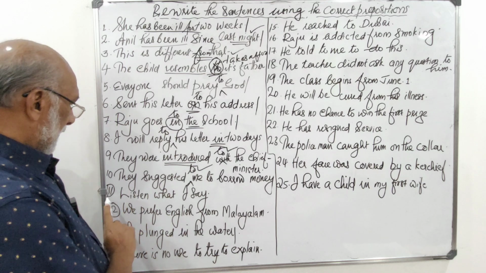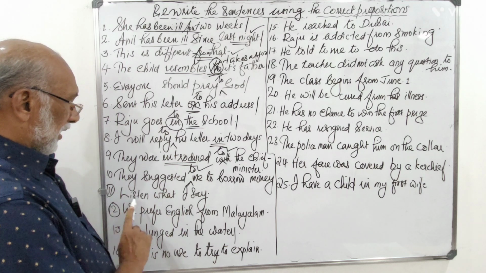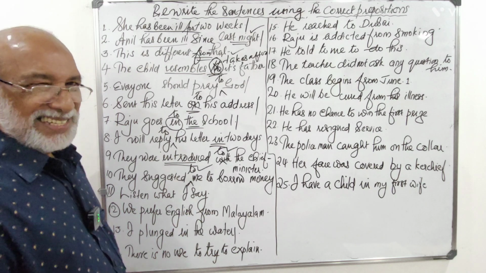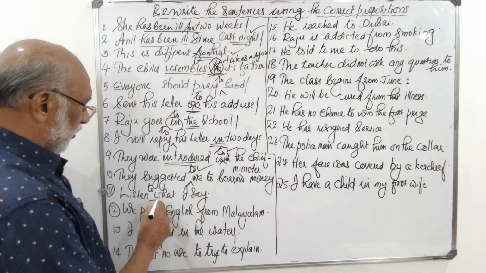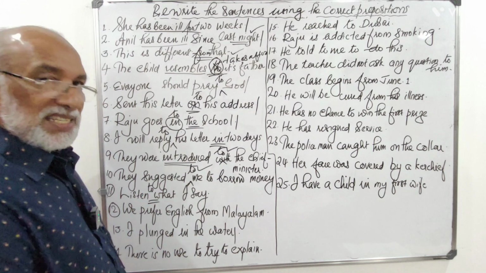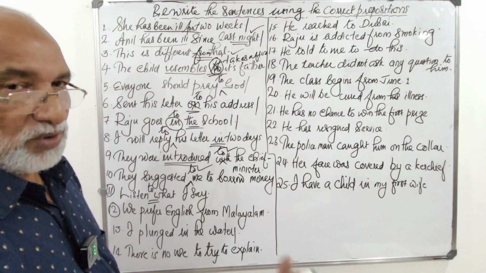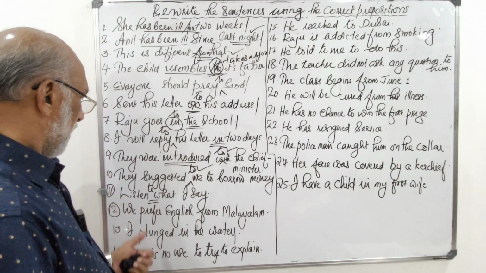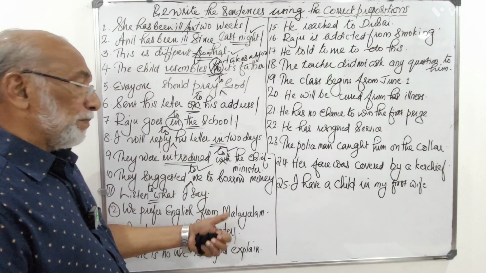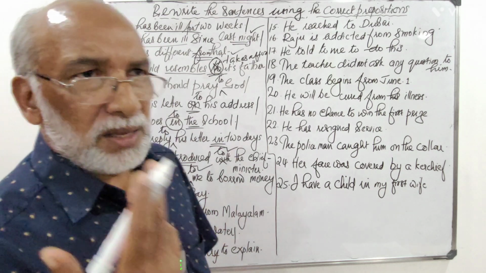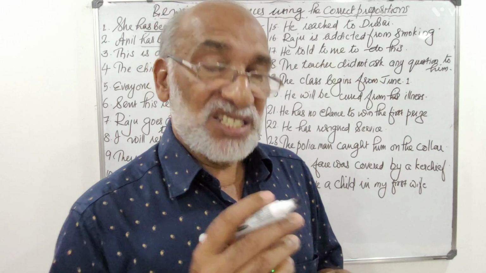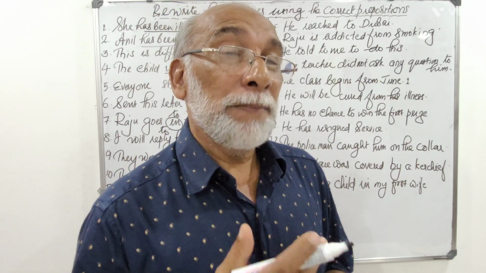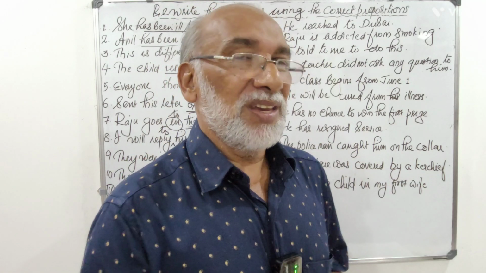Okay. Then 11th one. Listen what I say. It's very simple. "Listen to", a preposition "to", is: listen to what I say. Listen to something. That is what we usually say. Okay. We prefer English from Malayalam. The verb prefer always takes the preposition "to". I prefer tea to coffee.